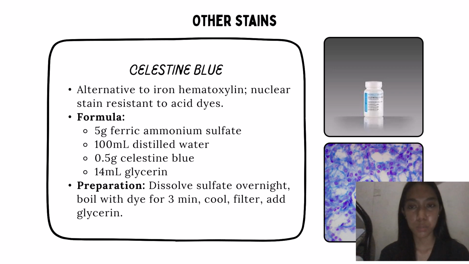Next is the Celestine Blue, which is an alternative to iron hematoxylin for nuclear staining. It is resistant to decolorization by acid dyes, and it forms a strong staining lake with iron alum, providing precise nuclear staining. It is composed of 5 gram ferric ammonium sulfate, 100 ml of distilled water, 0.5 gram Celestine Blue, and 14 ml of glycerin.